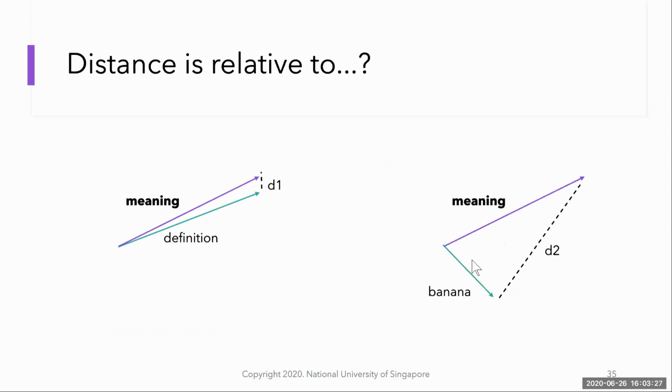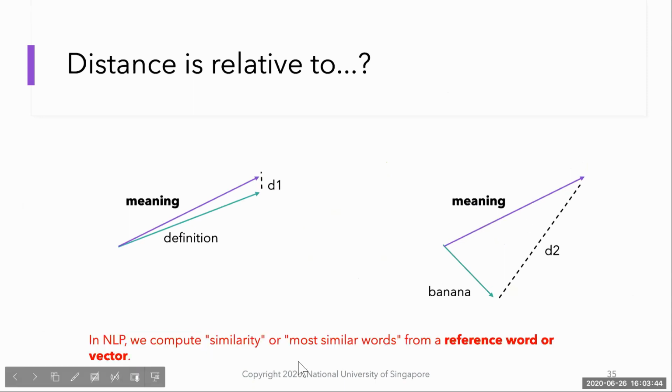Euclidean distance is like your Pythagoras theorem, where you just compute x squared plus y squared and then you square root. It works in high dimensions. It works in 300 dimensions. I should also say that distance is relative to a reference word. So in NLP, we compute similarity. We don't just compute meaning standalone. It has to be a reference word. So keep that in mind.